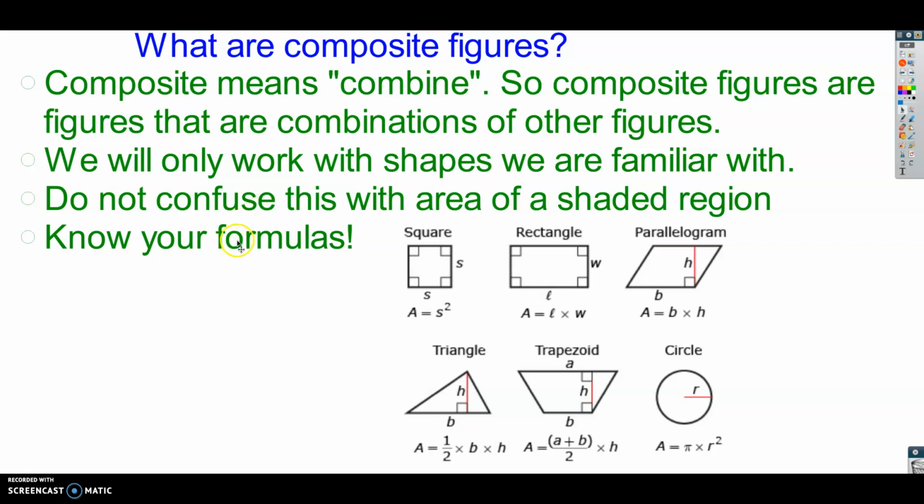And most importantly, know your formulas for a square, a rectangle, triangle, circle. Maybe it's okay that you don't know the formula for a trapezoid, because technically a trapezoid is a composite figure. But rectangle, triangle, and circle, these are the formulas that realistically you should already know. You've probably seen these formulas since elementary school.